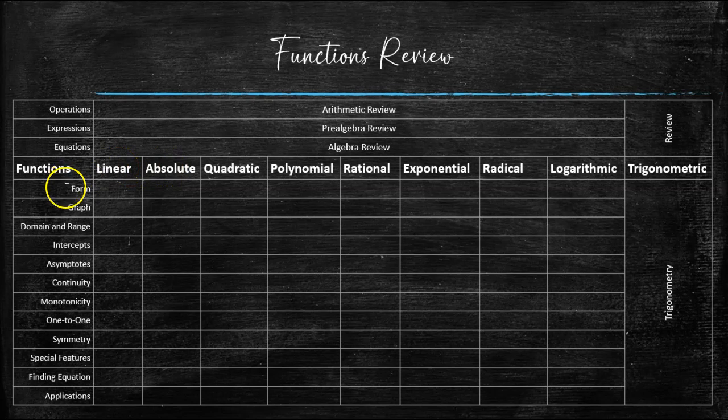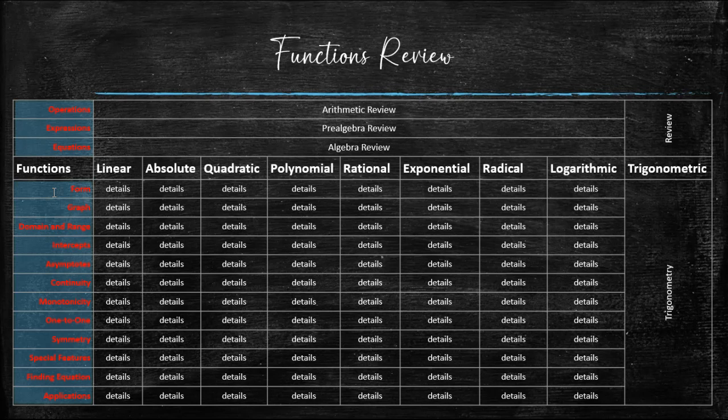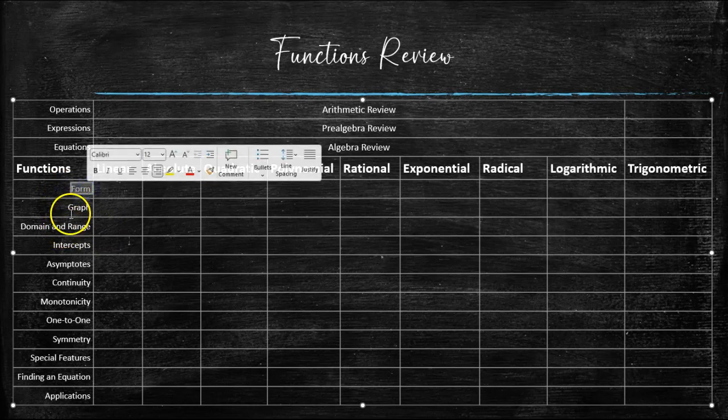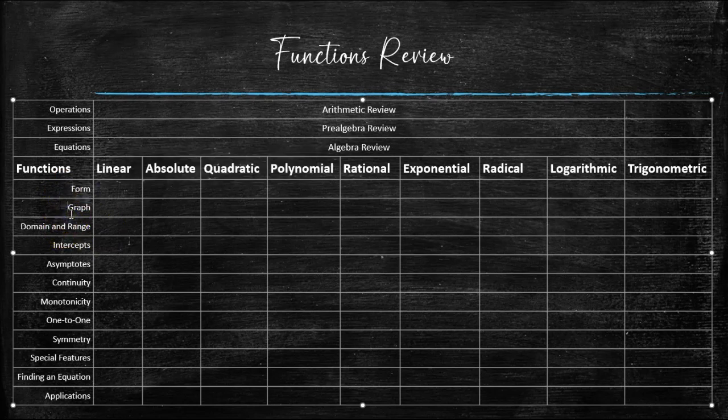And what does it mean to say that I know this type of function? That means you know how to answer all of these questions. You can make a statement about different forms of each type of function. You can discuss how to graph this function. You can discuss the domain and range. You can discuss the intercepts. You can discuss the asymptotes, continuity. I'm just listing it all. I will provide more details in a brief moment.